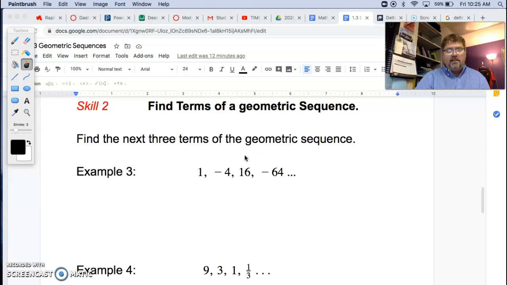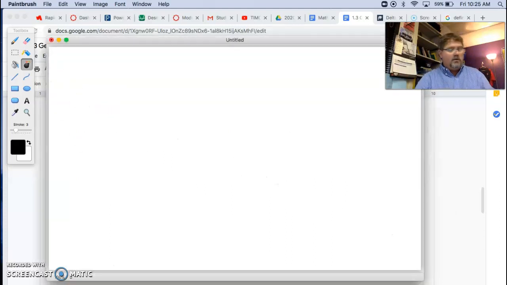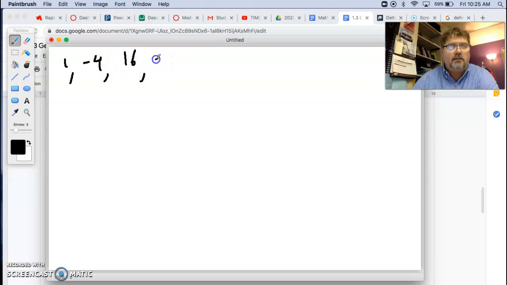Okay, so if I'm looking at my sequence here, 1, -4, 16, -64, I need to find the common ratio, sorry. So I've got 1, -4, 16, -64, and we need to find the next 3 terms. All right, so what they're asking for, they want f of 5. Remember, that's going to be your 5th term.